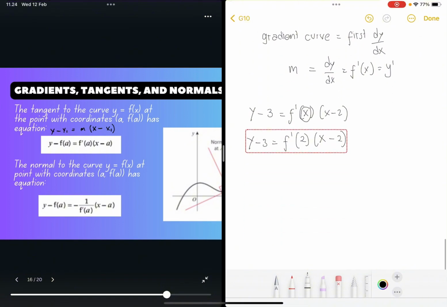Now, let me give you an example. For example, f(x) equals x to the power of 2 minus x. Let's say like this. This is the curve.